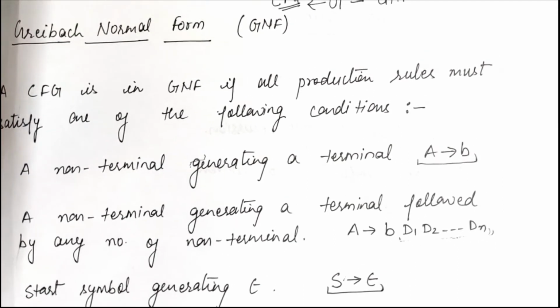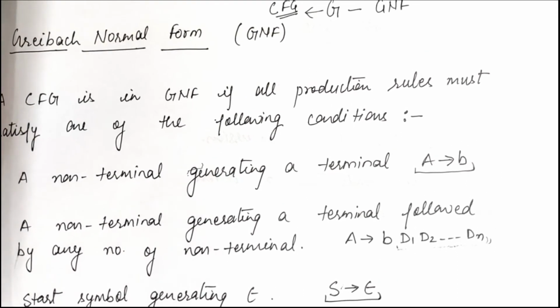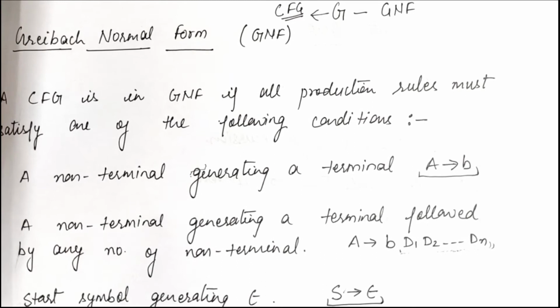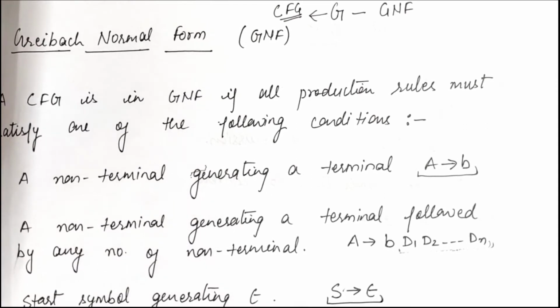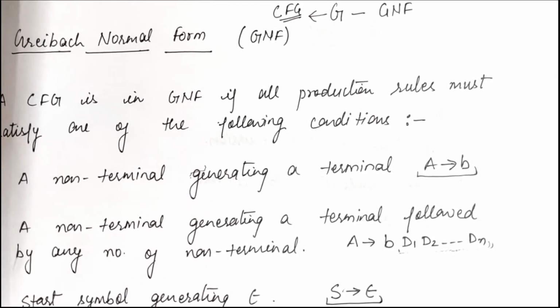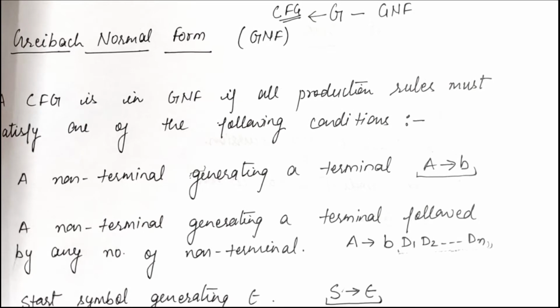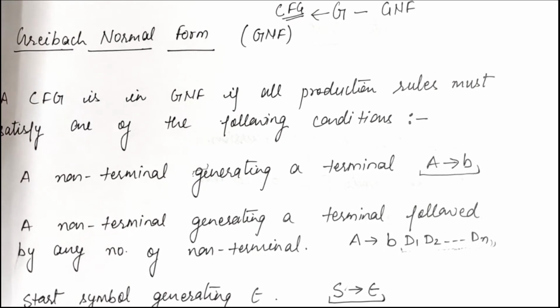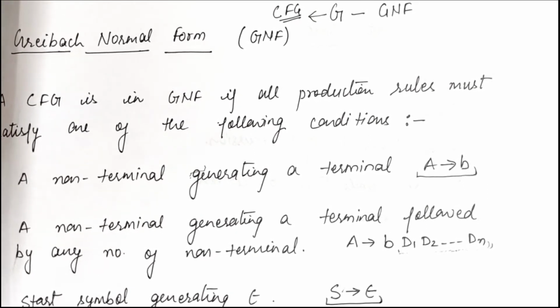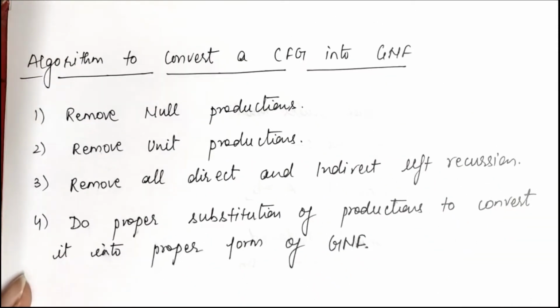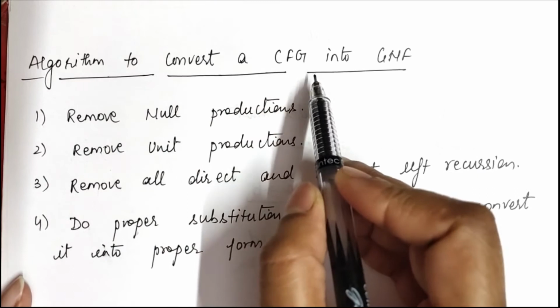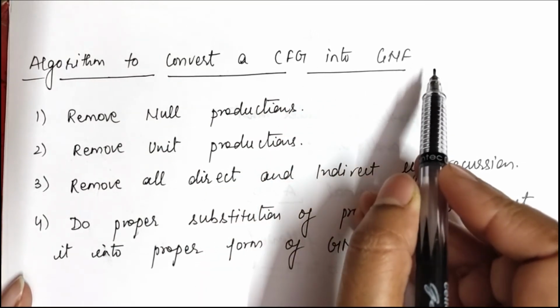Okay. Many times the question comes that a grammar is given to you, that is a context free grammar, and you have to convert that context free grammar into GNF form. So, there is an algorithm, or you can say some steps, which is used to convert a context free grammar into GNF form. So, what is the algorithm? See here, the algorithm to convert a context free grammar into GNF form.